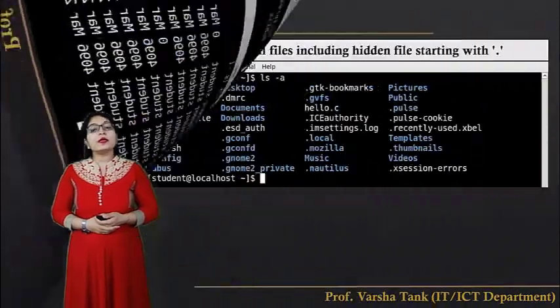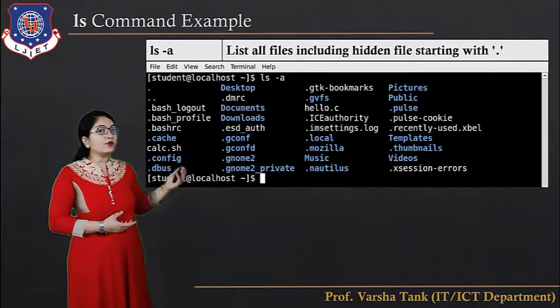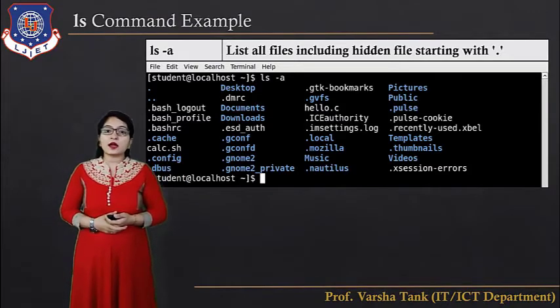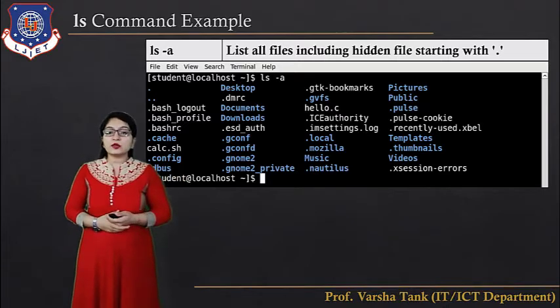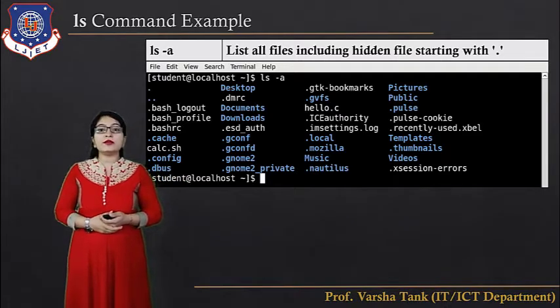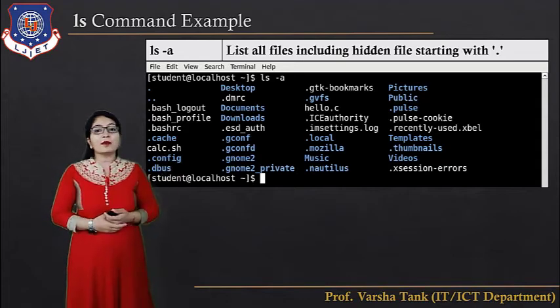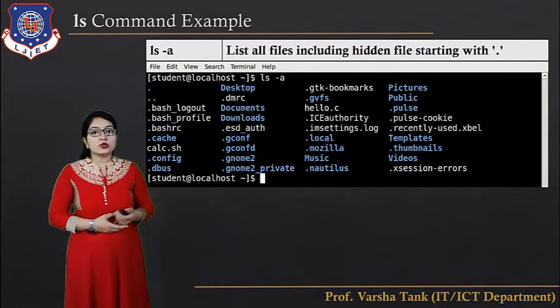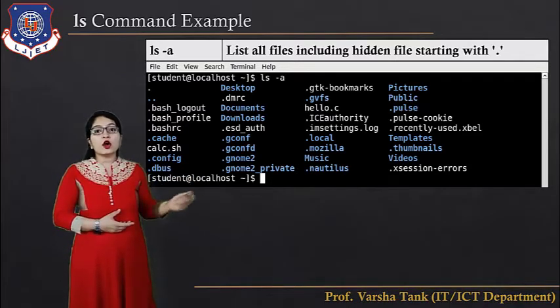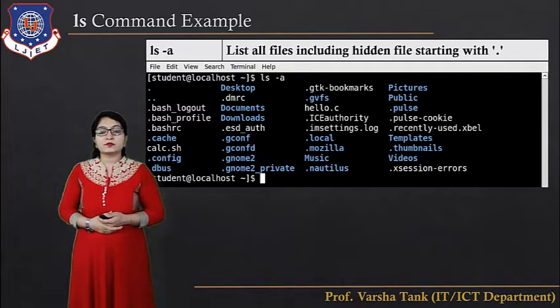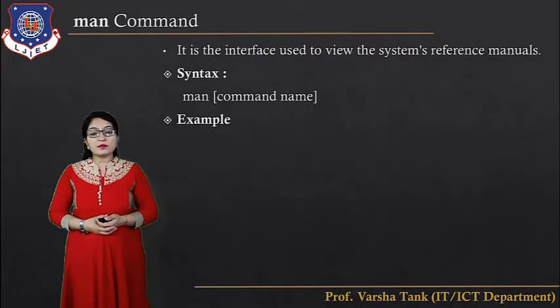Now next, list all the files including hidden files starting with the dot. Whatever hidden files are there in your system, if you want to display them, you have to write the command ls -a. So here you can see the file names prefixed with the dot, and those are all the hidden files. Now next is the man command.